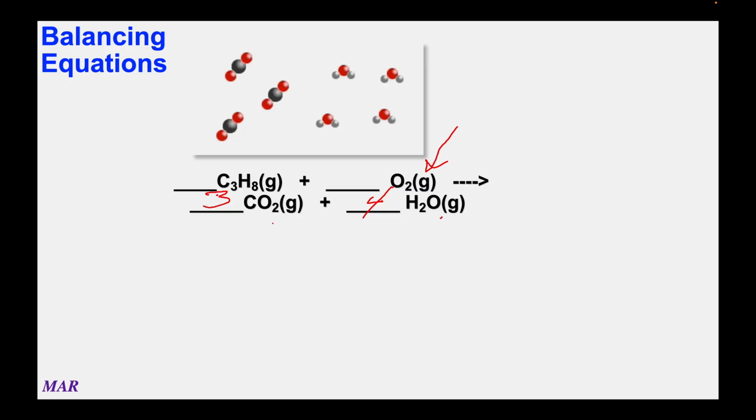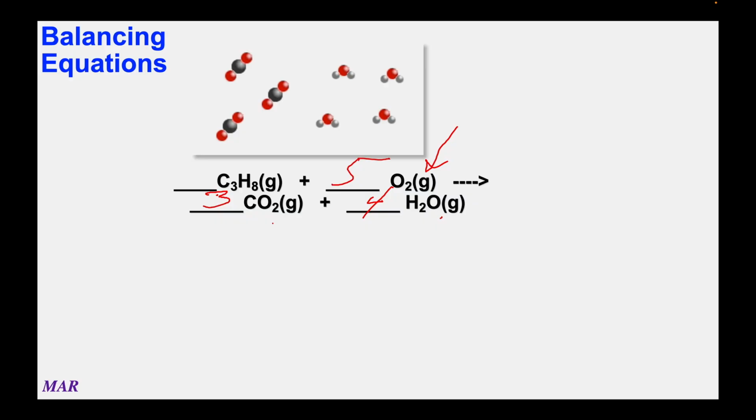So now you can see that the carbon and hydrogen are good, but the oxygen still needs to be balanced. So on the product side now, you have 3 times 2, 6 oxygens from CO2, and 4 times 1, 4 oxygens from water. So 6 plus 4, 10 oxygens. Oxygen on the reactant side comes in pairs. It comes as O2, and if I need 10 of them, that means I'm going to put a 5 right there by the O2.